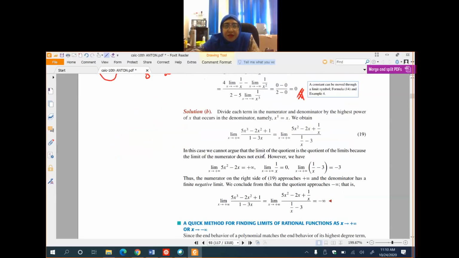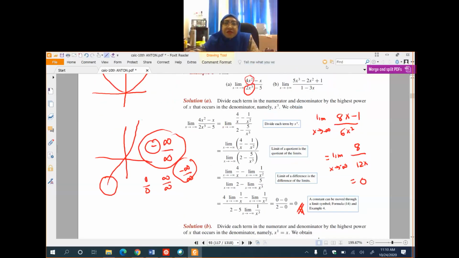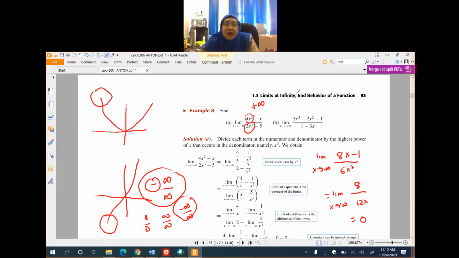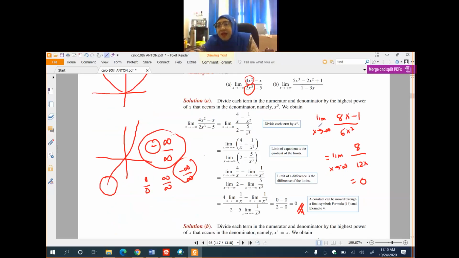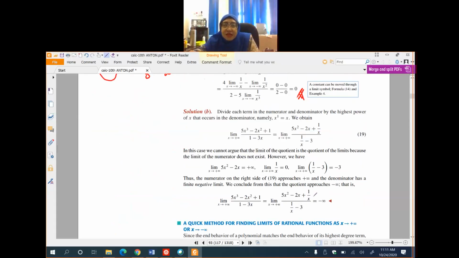Okay, and then we have solution B. For the second example, 5x to the power of 3 minus 2x squared plus 1 divided by 1 minus 3x, it is the same. It will give you infinity over infinity. You just have to apply the L'Hopital rule. Can you please do it? I give you 5 minutes and see if you can get the answer or not. Okay, I'm giving you 5 minutes.